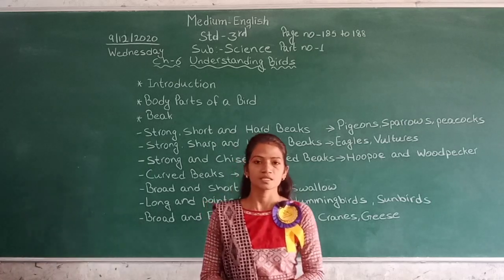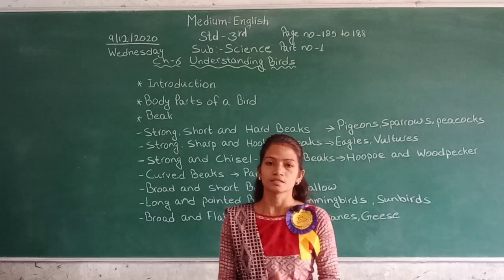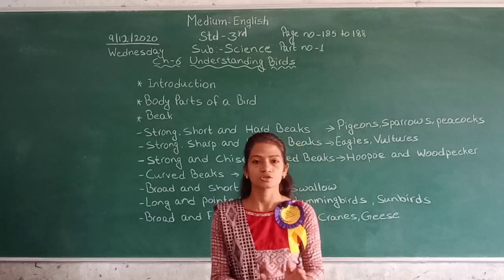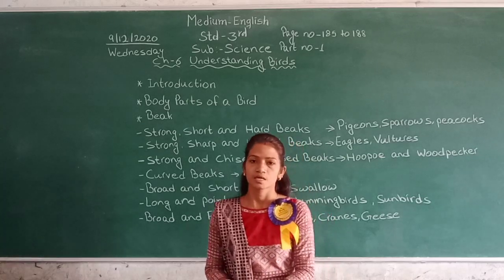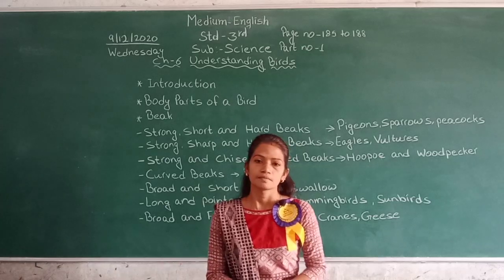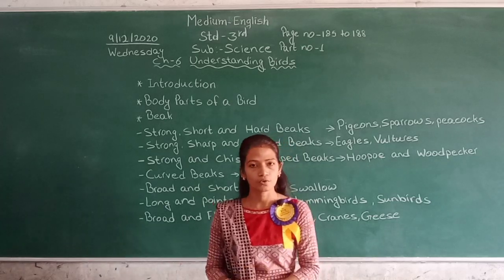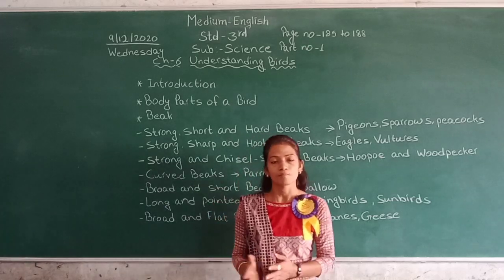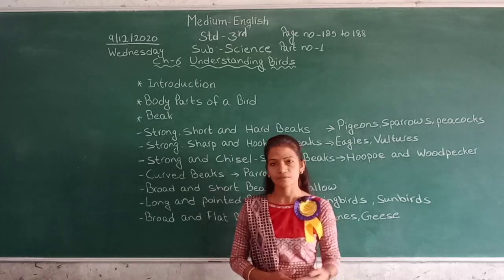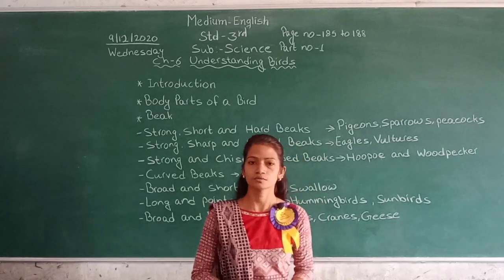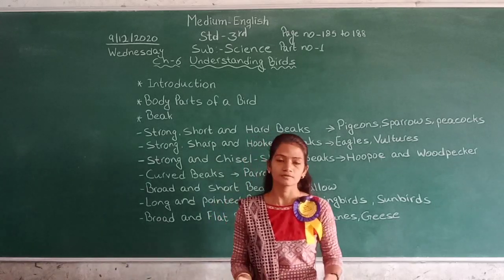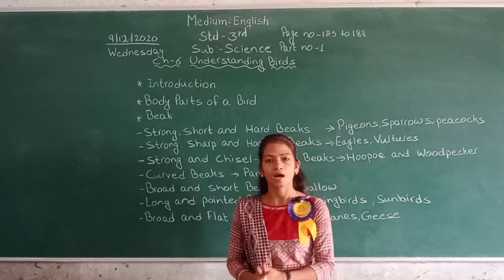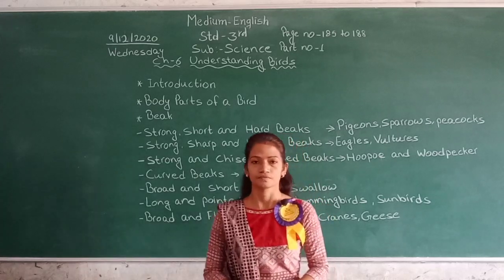These birds eat insects, that's why they have these types of strong and seashell shaped beaks that help them to make holes in the bark of trees and pull out insects.